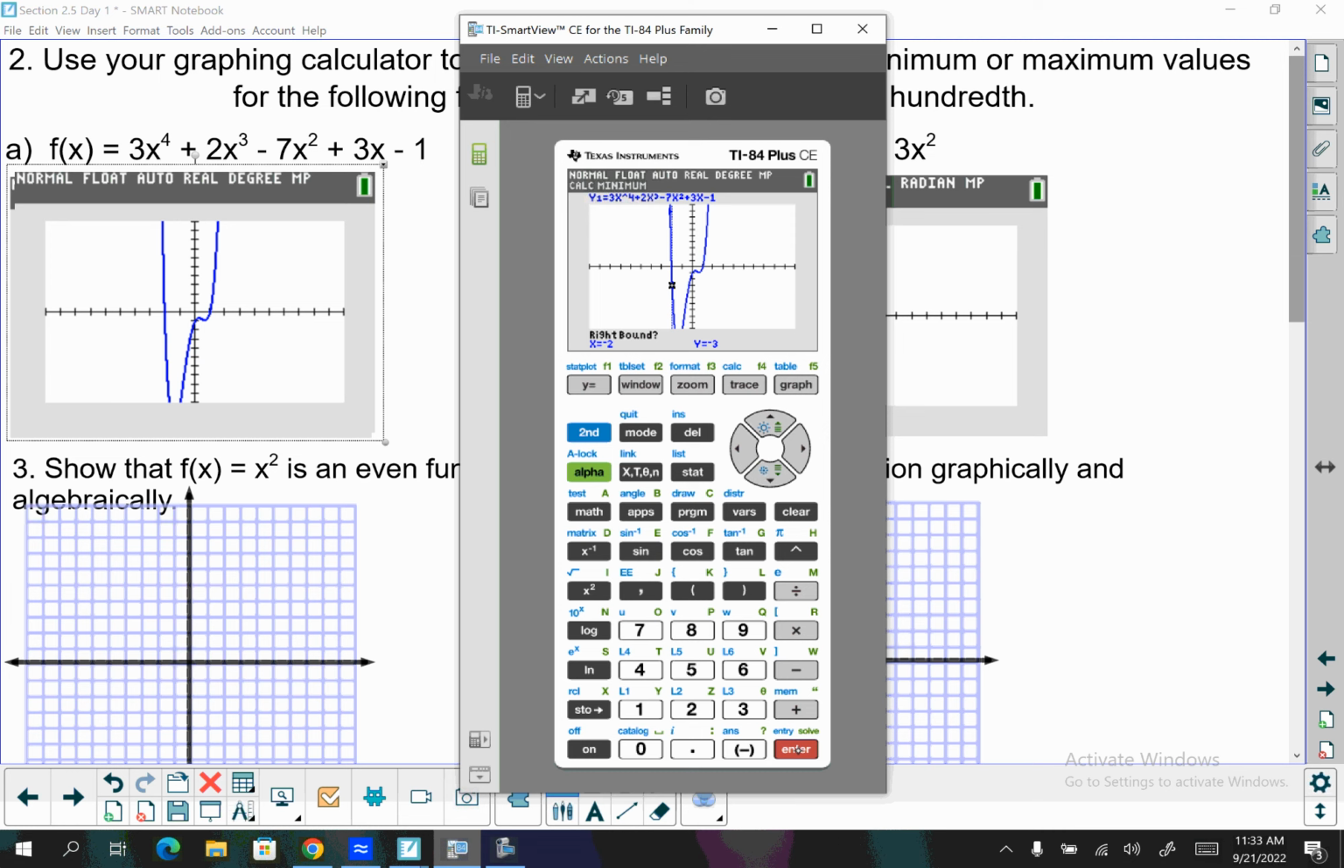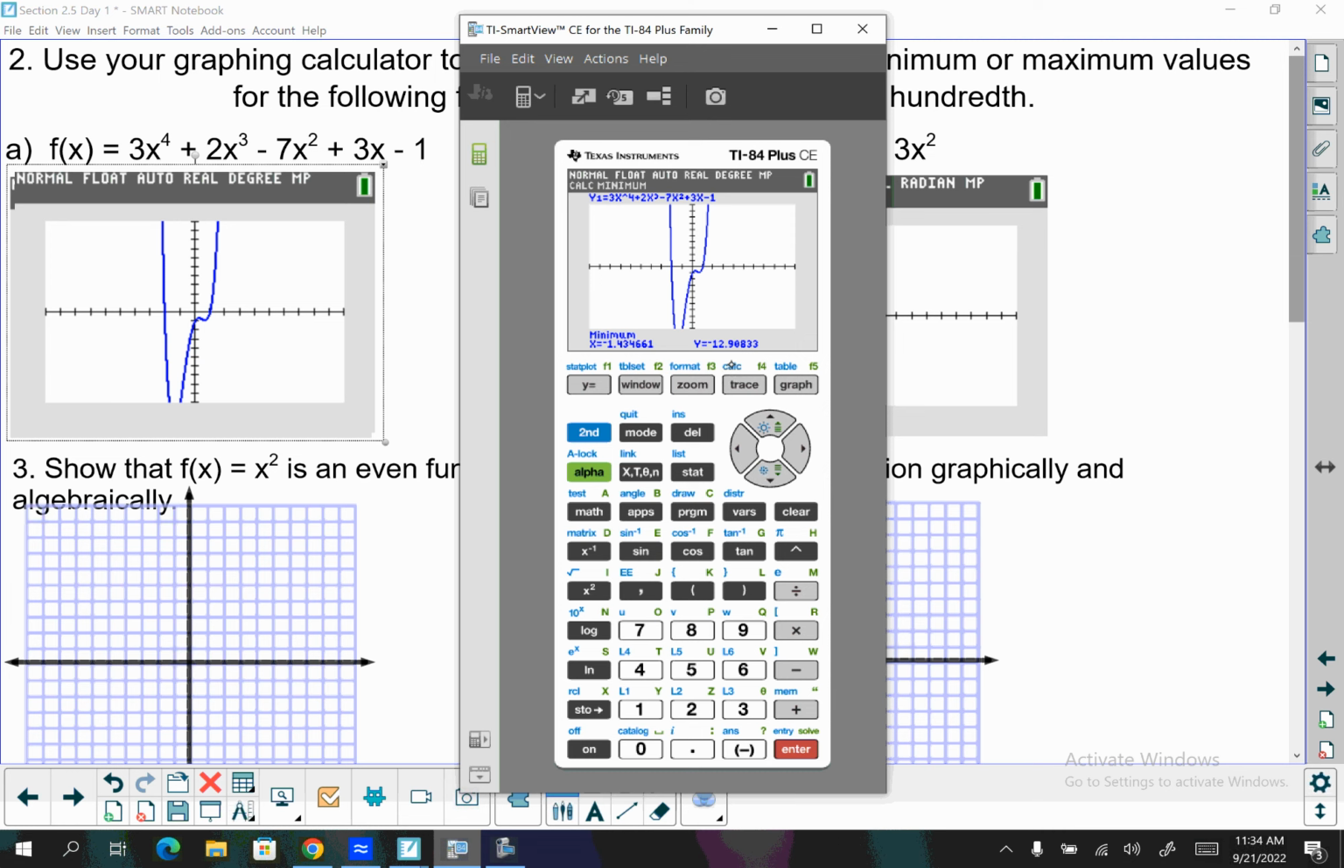Okay, then it says right bound. I want to choose a number to the right of my minimum. Again, I think my minimum is about at -1. So I'm going to choose 0 and then enter. And now at the top of your screen, you'll see 2 little arrows that should be pointing at your minimum. Last thing it says is guess. It's asking, do you want me to guess? And the answer is yes. So hit enter. And then at the bottom of the screen, it should tell you a minimum value. And mine is saying my x is -1.43. My y is about -12.9.